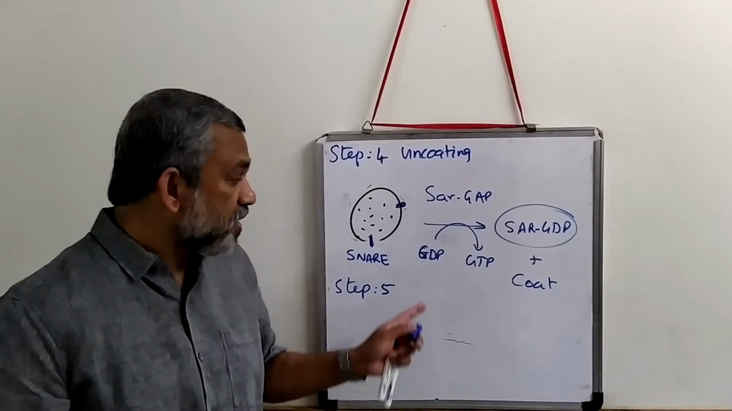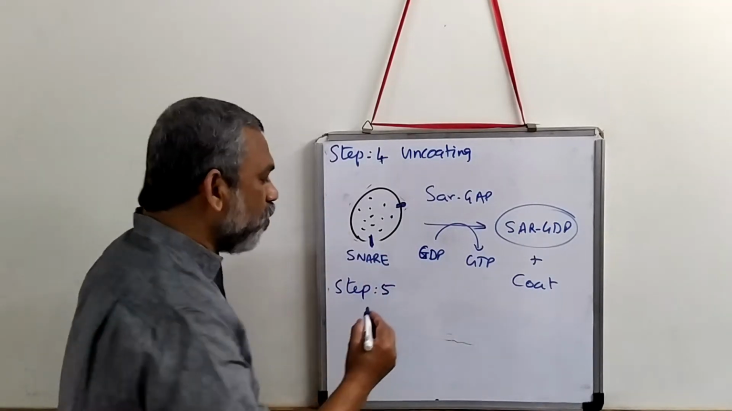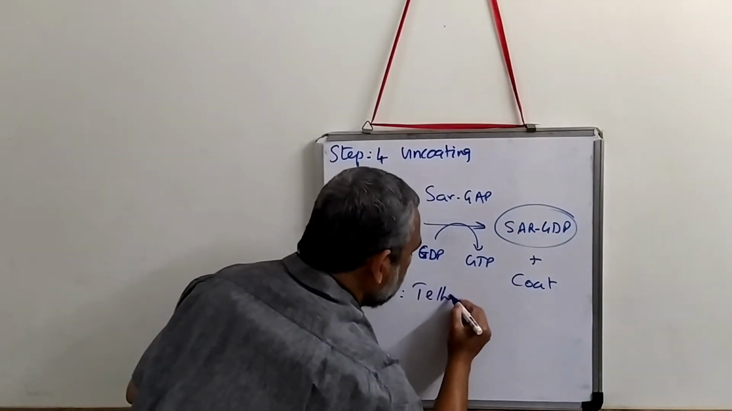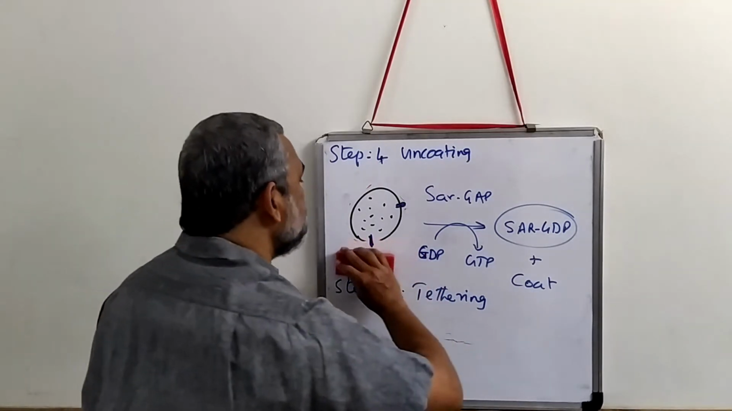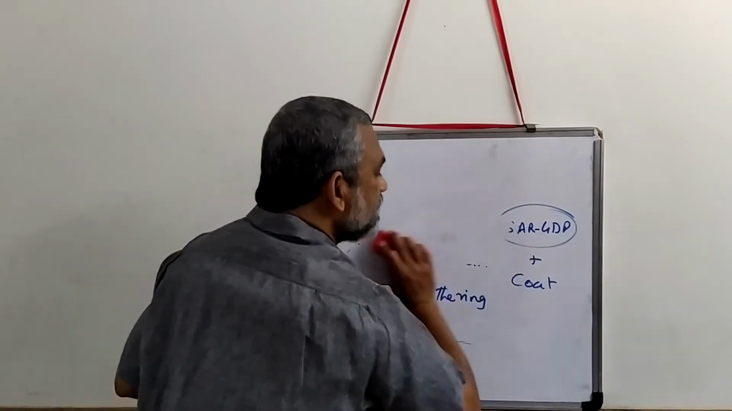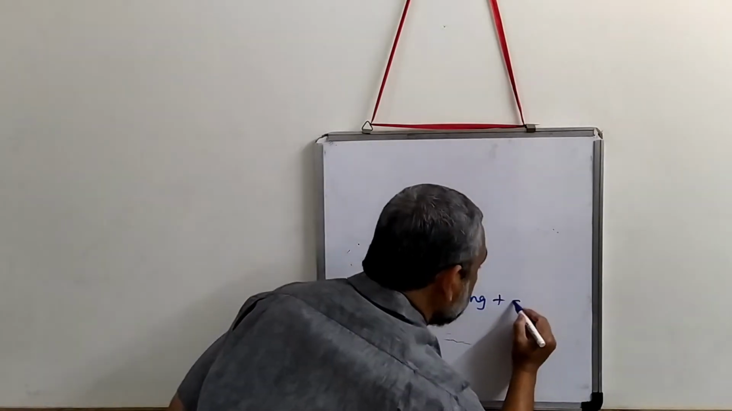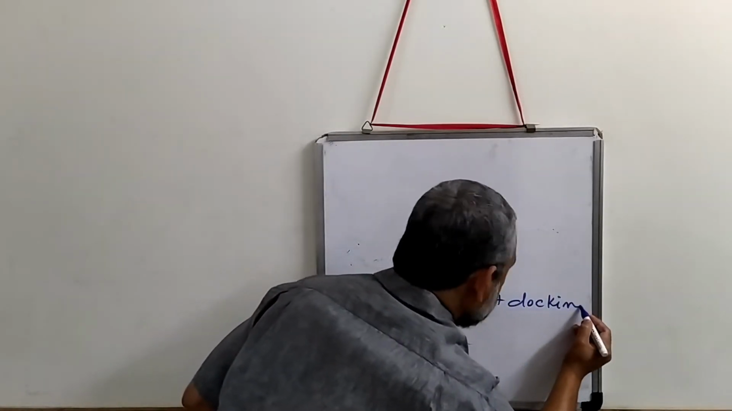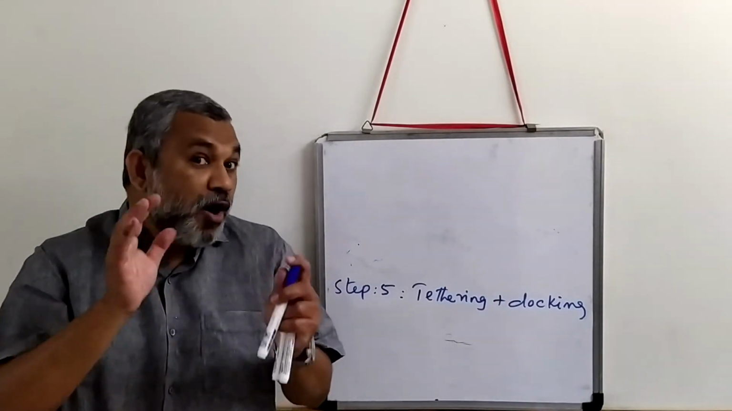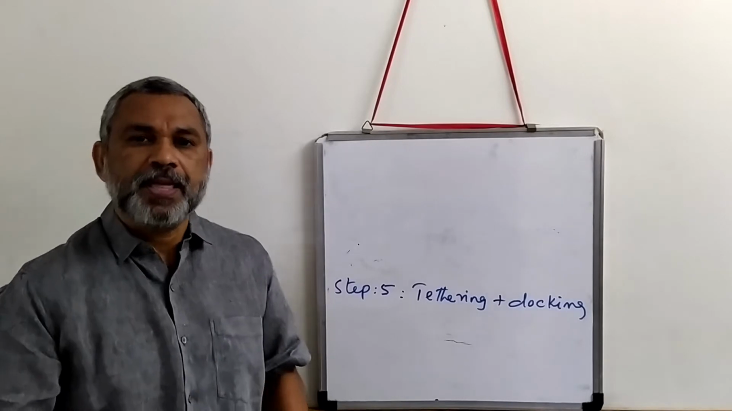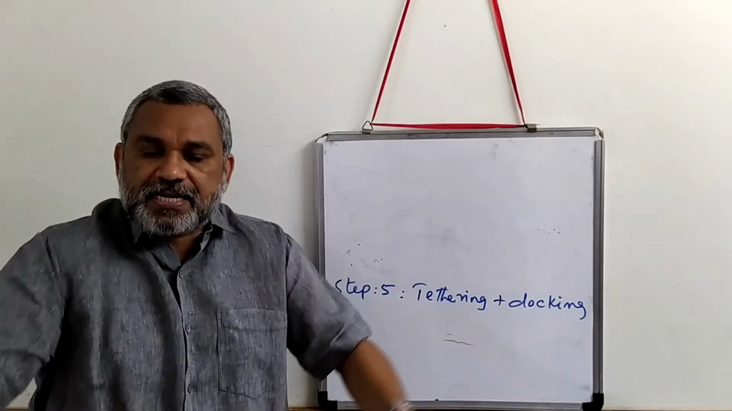That is step number 5. Once the uncoating occurs, step number 5 is a process called tethering. In fact, step number 5 and 6 join together. Step number 6 is called docking. This is step number 6, tethering and docking. How is tethering carried out? Tethering means to connect, to link, to establish the first connection.